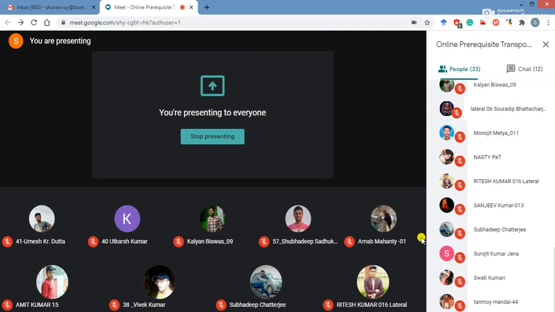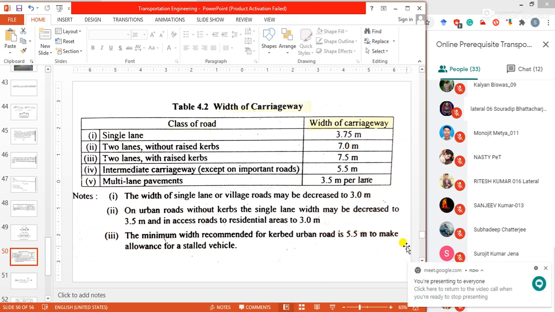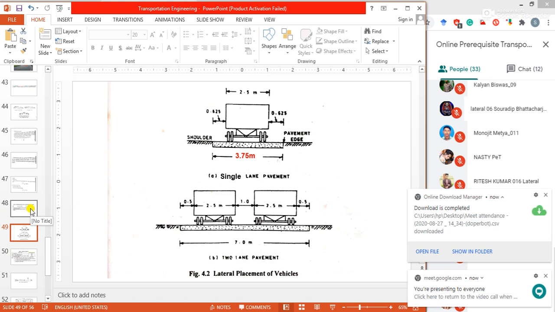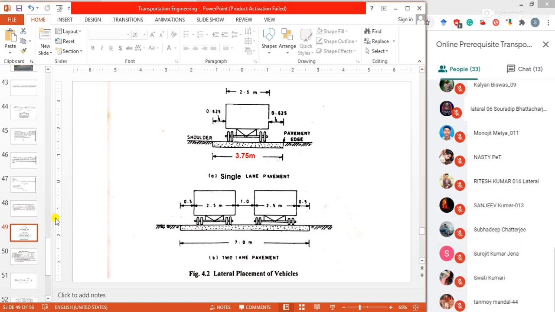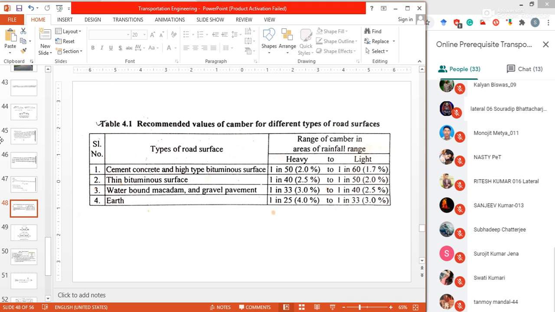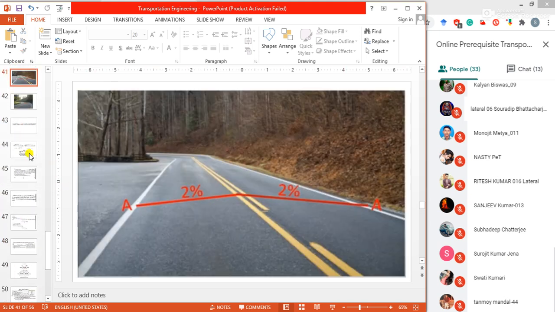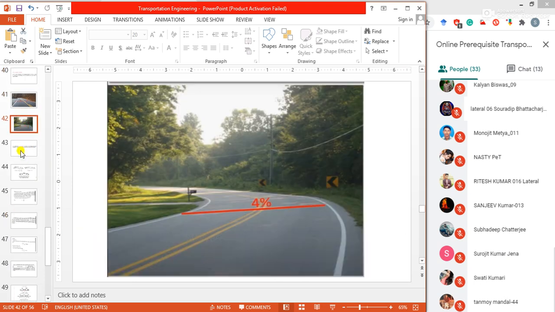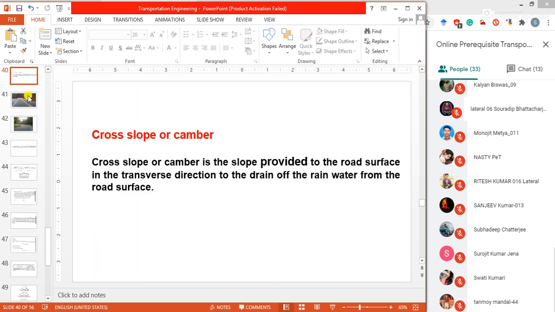Another thing, you already have the books. Have you downloaded the e-book? So you can follow the book. I have taken all these things, all these values, from the Kannadastu book. It is a very easy, very simple book. You can follow it, no problem.